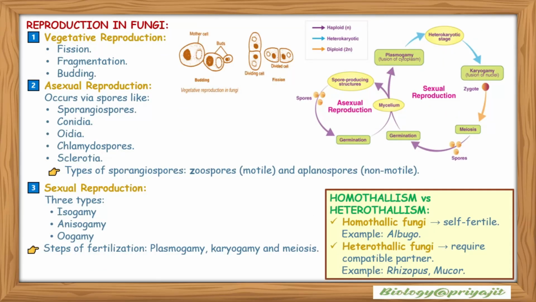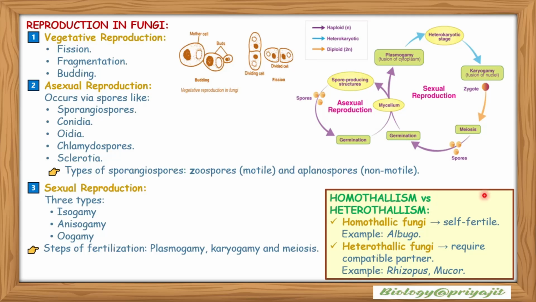Reproduction in fungi: vegetative reproduction. There are basically three types of vegetative reproduction: fission, budding, and fragmentation. Asexual reproduction occurs via spores like sporangiospores, conidia, oidia, chlamydospores, sclerotia, etc. Types of sporangiospores are zoospores, which are motile, and aplanospores, which are non-motile. Sexual reproduction of fungi is basically of three types: isogamy, anisogamy, and oogamy. Steps of fertilization: plasmogamy, karyogamy, and meiosis.